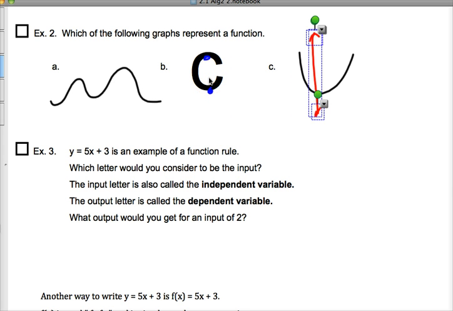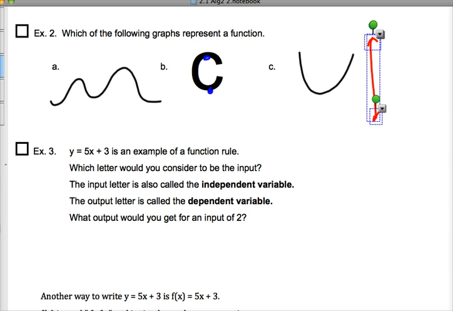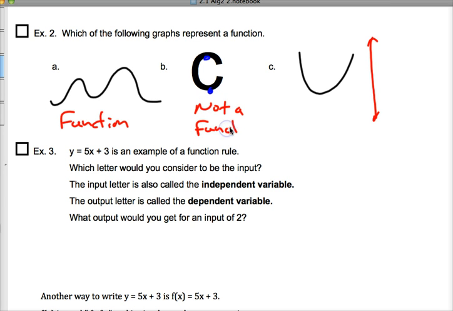How about over here? Here as I go left to right. Again, the idea is I'm progressing left to right. I'm never hitting more than one point, so that one should be a function. So here we had a function. Here, no function, not a function. And over here we had a function again.